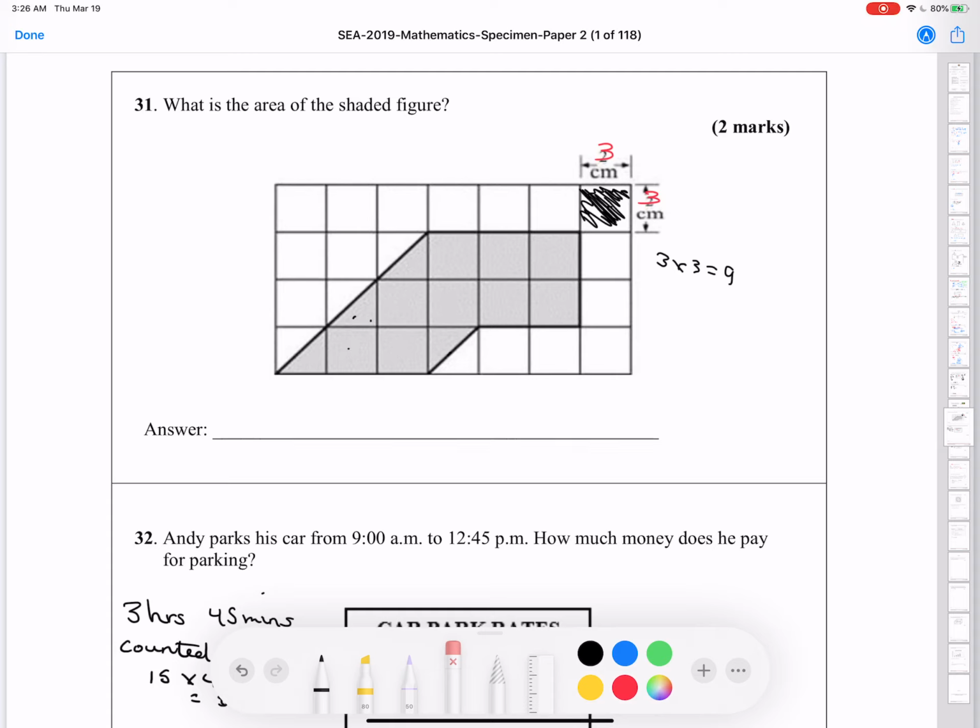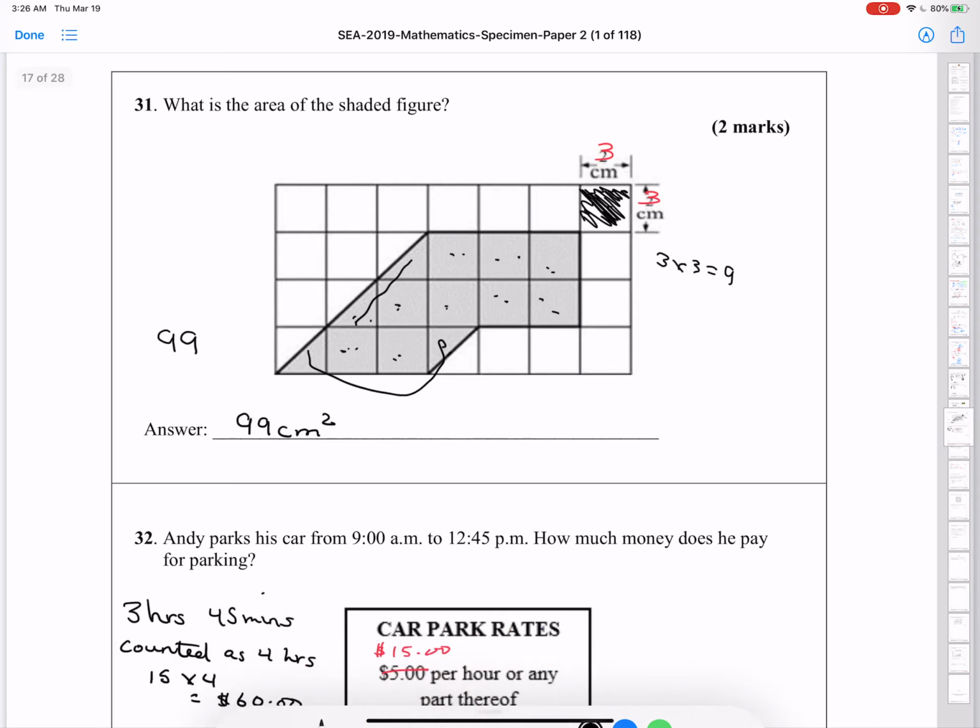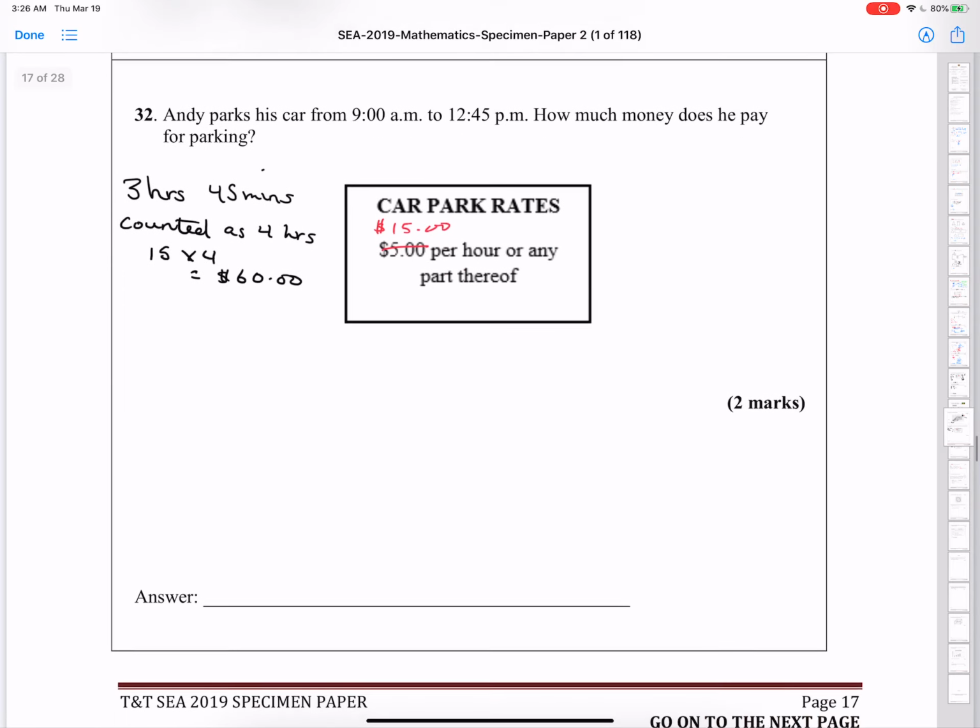How many whole blocks do we have? 1, 2, 3, 4, 5, 6, 7, 8, 9 wholes and 4 halves. 4 halves making 2 more wholes. So that's 11. 1, 2, 3, 4, 5, 6, 7, 8, 9, 10, 11. So 11 nines are 99. So the area of the figure will be 99 squared centimeters. Okay, moving along. Number 32.